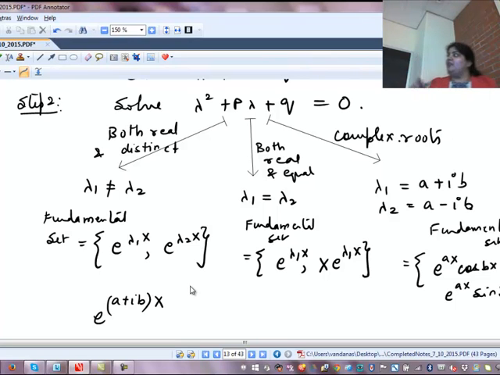But if I further simplify this expression and try to see what is happening, I will get e to the power ax and I will get e to the power ibx by the rule of exponents, right? Now what is e to the power ibx?